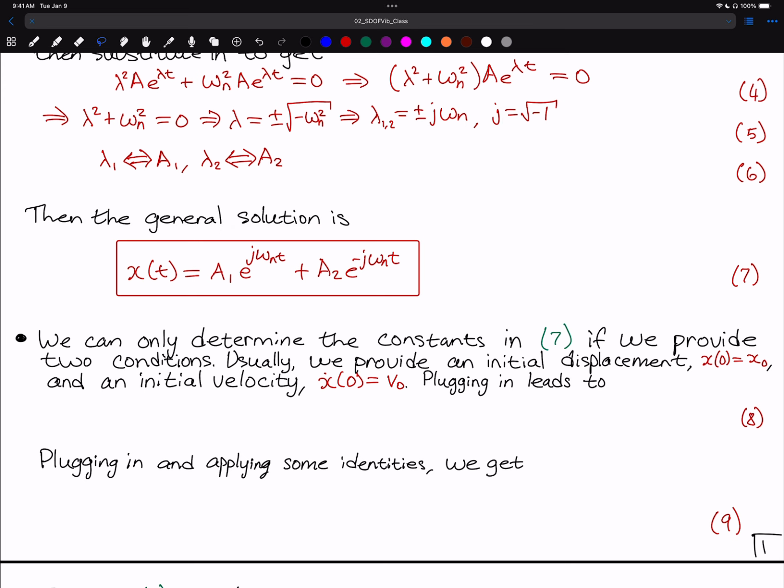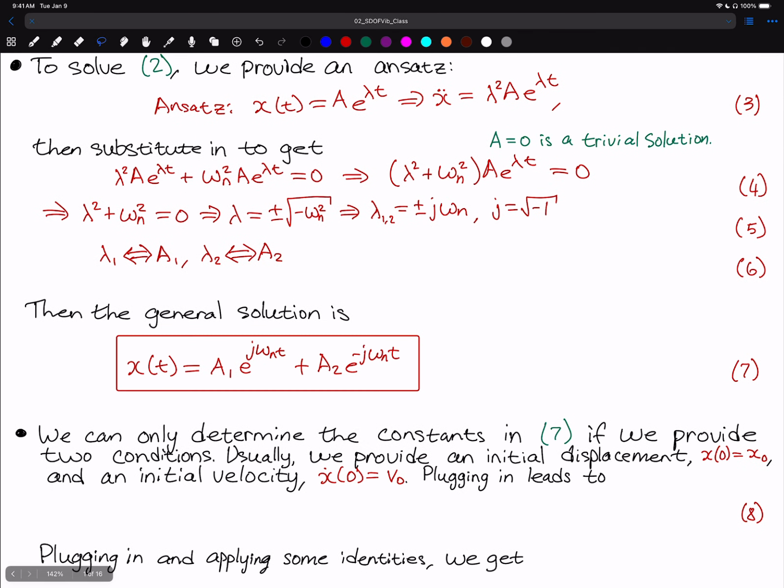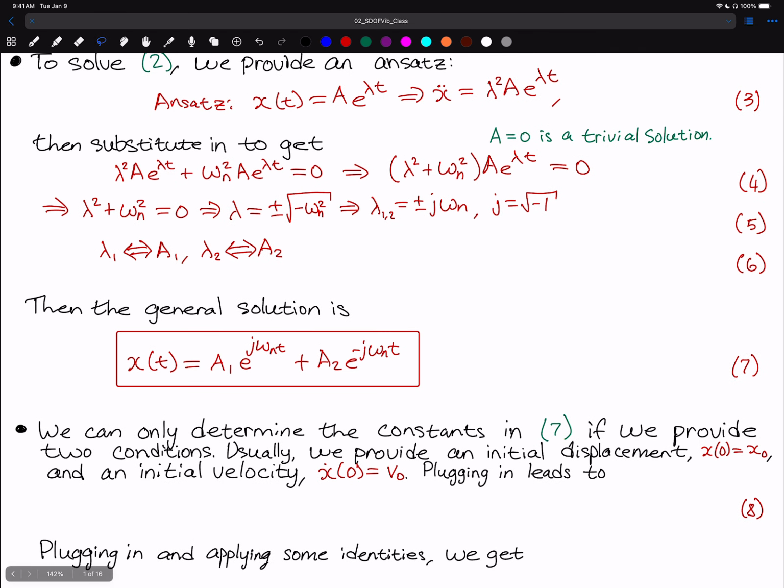Okay, so how do we determine these constants in equation 7? I want you to just take a moment, pause the video after I finish speaking, and think about how we determine the constants. Okay, welcome back. So we can only determine the constants in equation 7 if we provide two conditions.